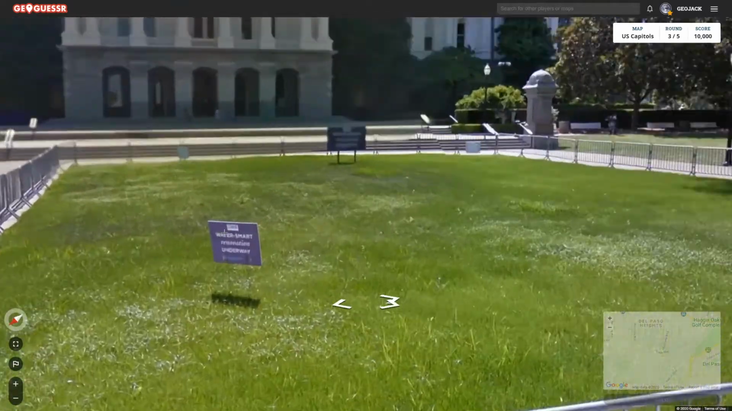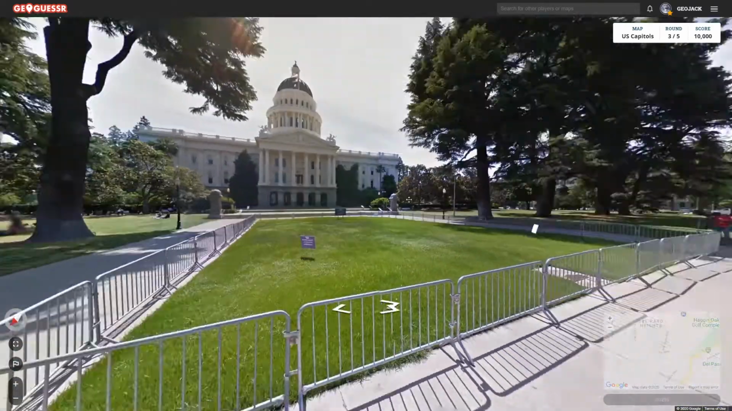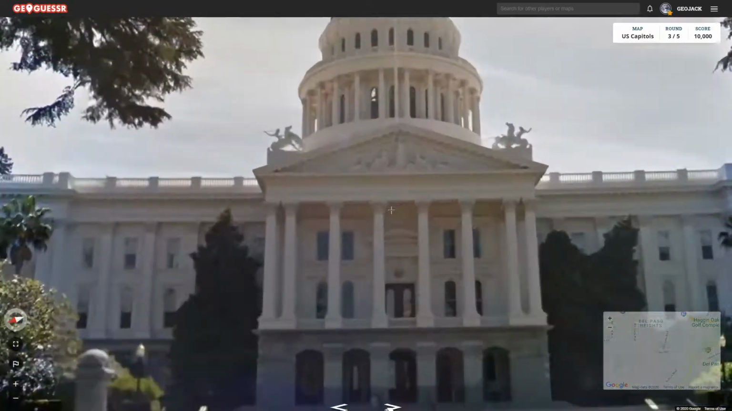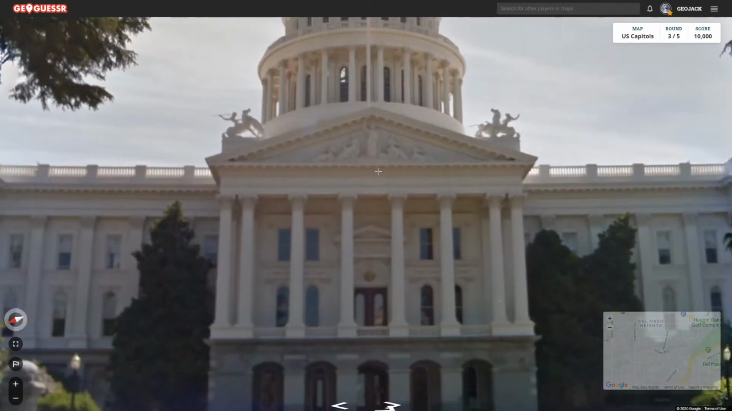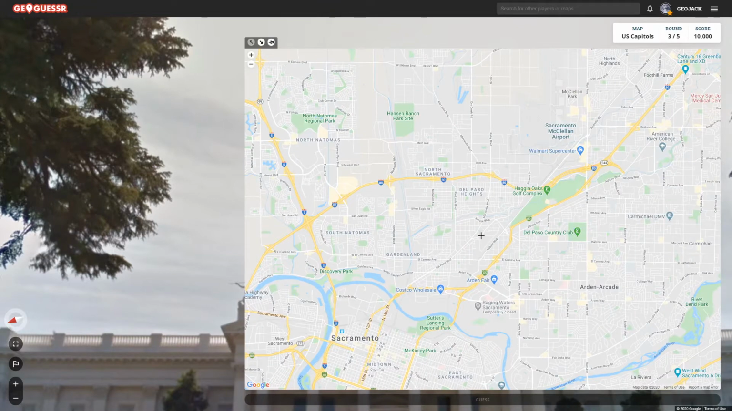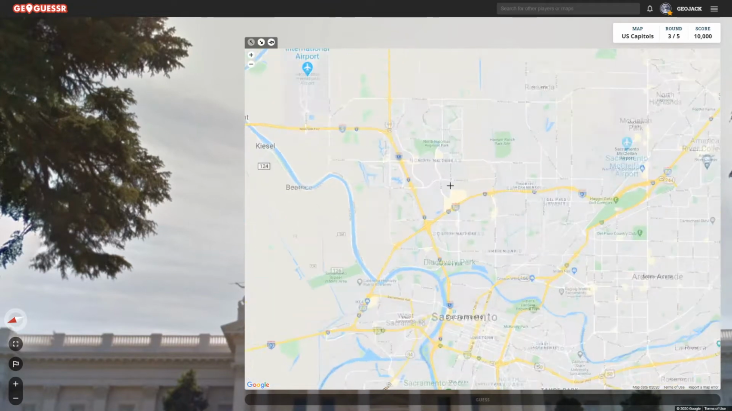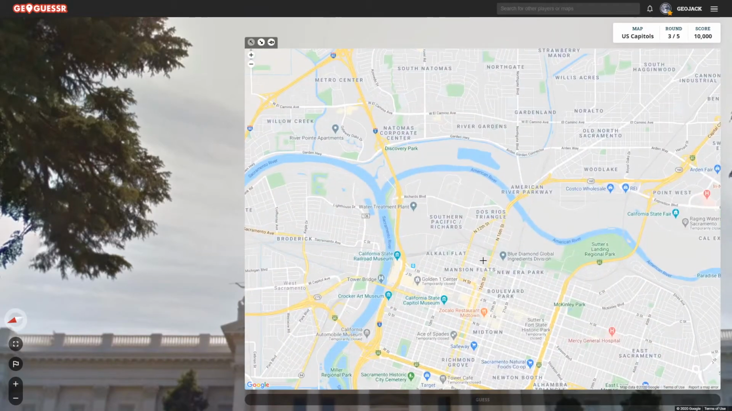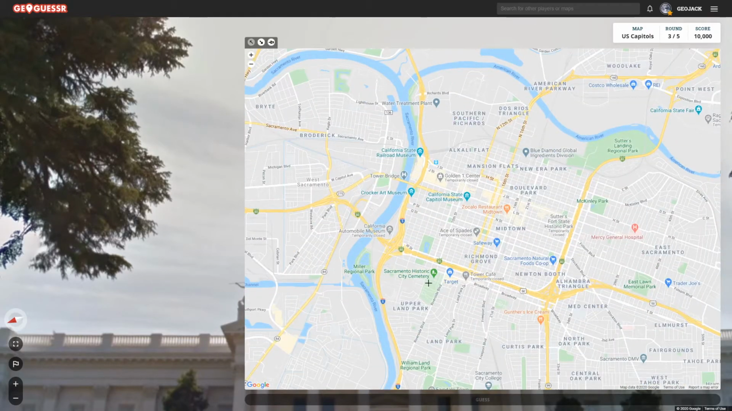I'm pretty sure the bottom of that sign might have said Sacramento as well, so I am feeling more and more like that might be where we are. Yeah, and that looks like California's flag as well, doesn't it, with the little bear on it. So now it's just a case of finding that park we're in. It's relatively central.